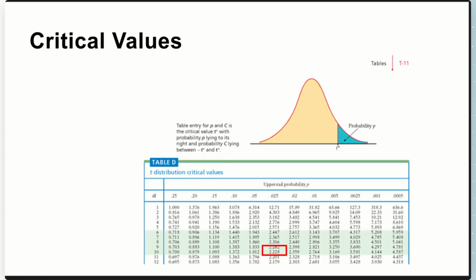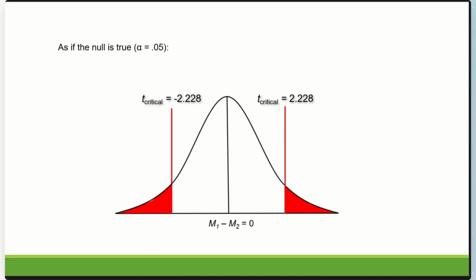2.228. So we can label our model of the distribution, the sampling distribution, as if the null is true with an alpha level of 0.05. So our critical values are labeled, and then the center of the distribution is labeled M1 minus M2 equals 0. So when the null hypothesis is true, there's no difference between these two groups. And once we've set up step 1 and step 2, we can move into step 3.